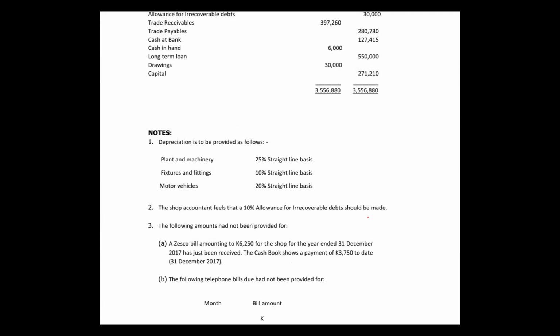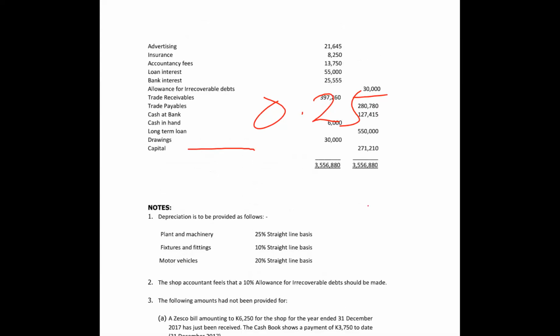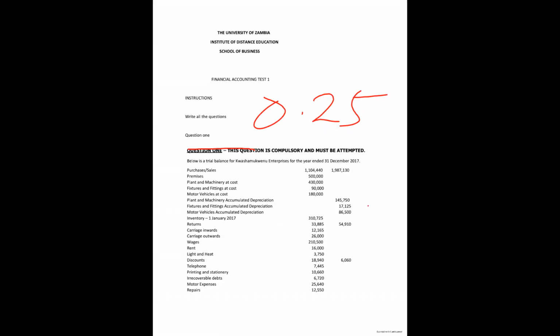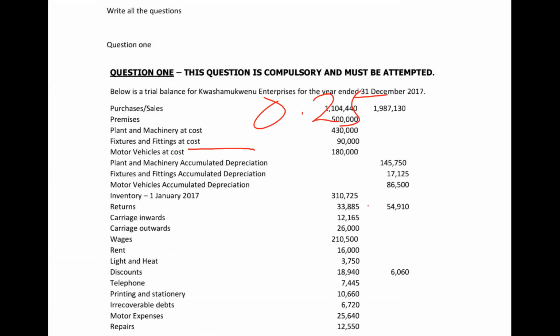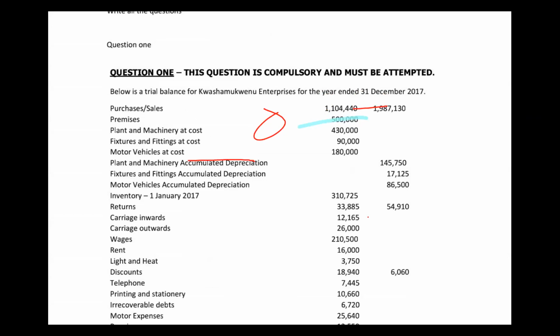When I want to do straight line, since you already know how to do straight line, 25% of this, you just do 0.25 times, you go on plant and machinery, how much it was bought. You check the cost that is there. How much is plant and machinery? Yes, you do 25% of that. Using the straight line method is that straightforward.